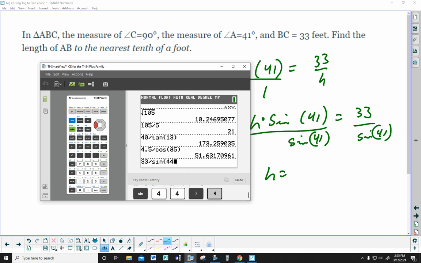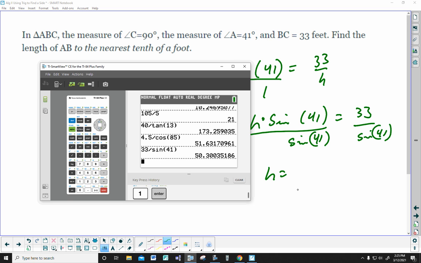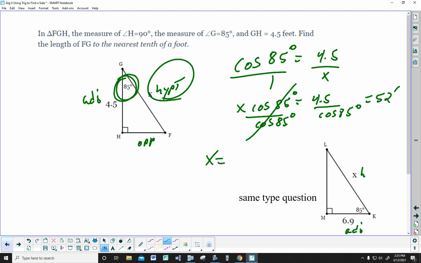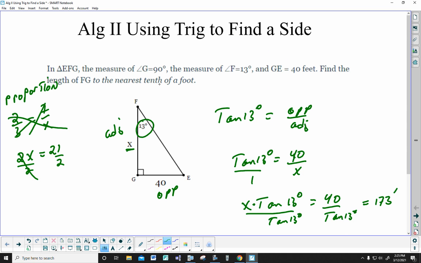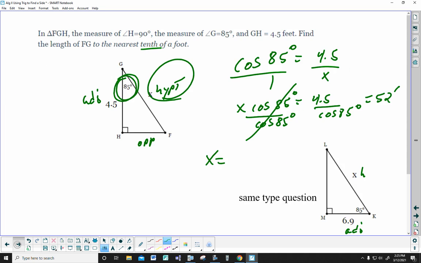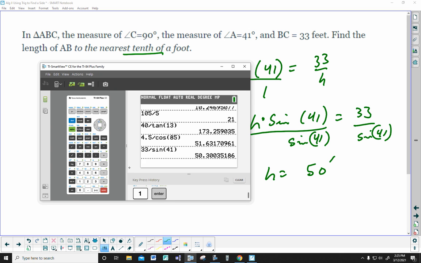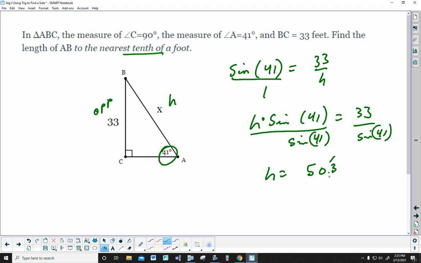I swear I hit 41, enter. Nearest foot, so that would be 50, oh, tenth of a foot. I didn't see that. Was that on the other ones too? Oh, good Lord, it said tenth of a foot. I thought it was saying nearest foot. I'm sorry, you guys. Well, here goes. I wasn't doing very close reading. So that'd be 50.3. 50.3. Sorry about that. Okay?